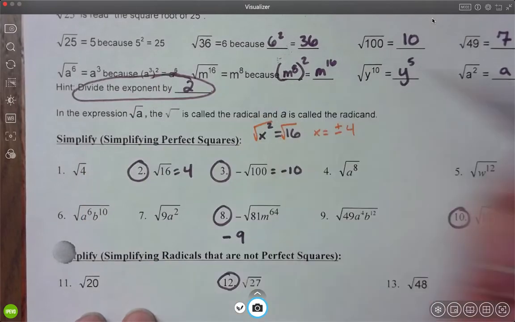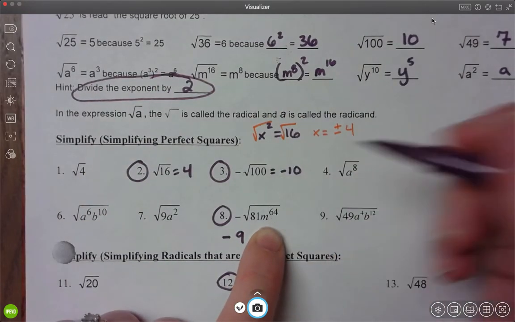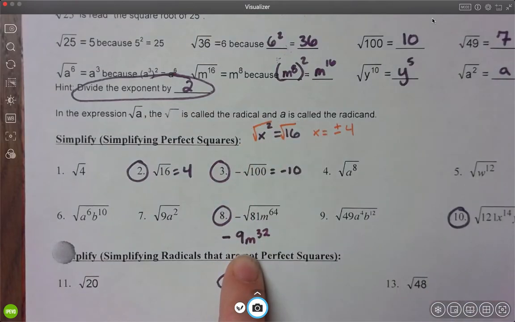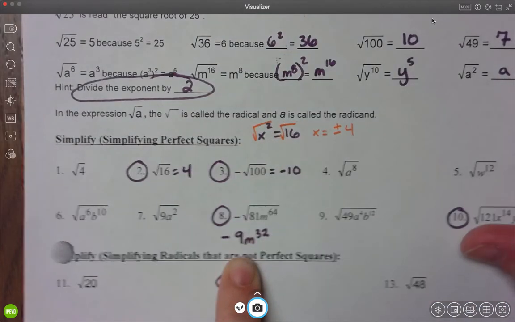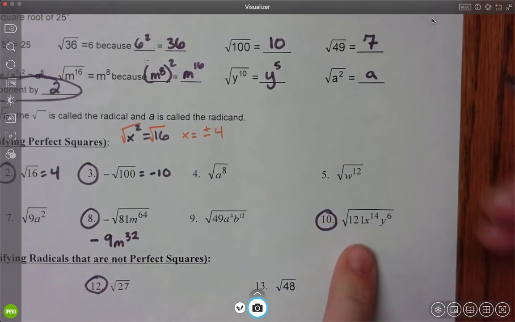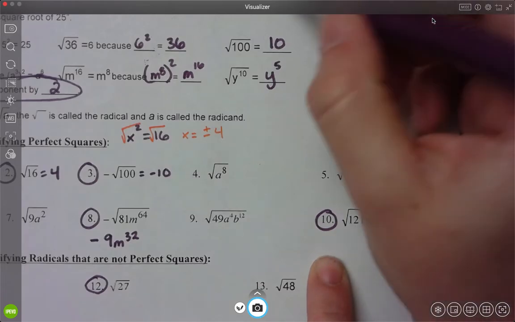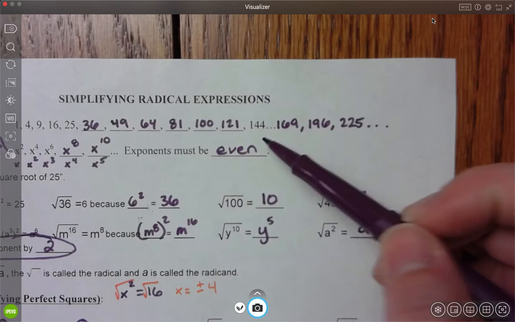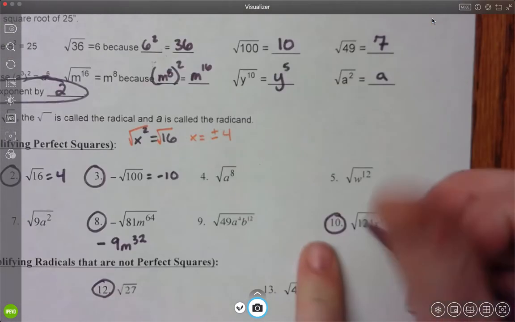So m to the 64th power divided by 2 is going to be m to the 32nd power. That's what that one will be. Okay. And then number 10, last one like this, the square root of 121 up here. That's in my list of perfect squares, 121, the square root of that is 11. So I'm going to bring the 11 out.